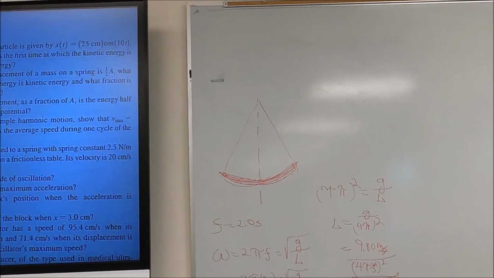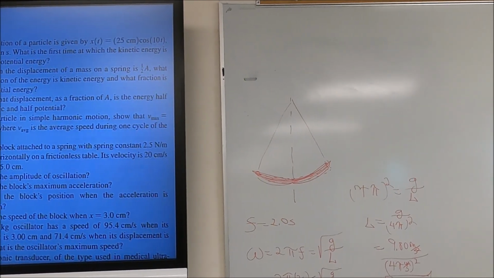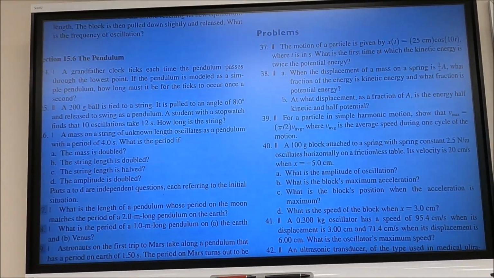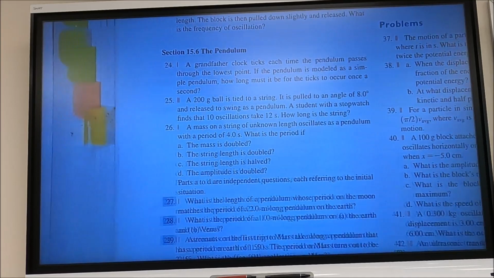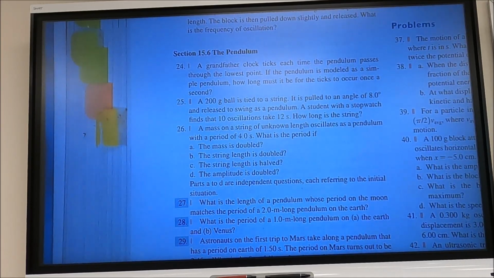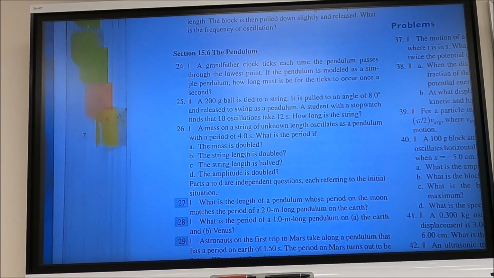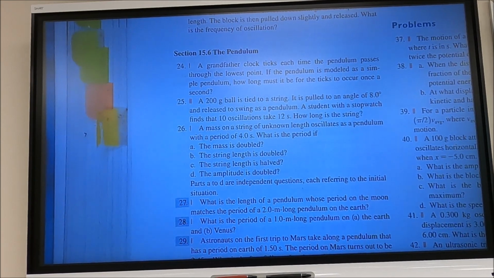Now, let's also look at problem 25, just to make sure we got 2 nice problems here. It says a 200-gram ball is tied to a string. It's pulled back to an angle of 8 degrees, so we're in the sweet zone, and is released to swing as a pendulum. A student with a stopwatch finds 10 oscillations in 12 seconds. It says, how long is the string?